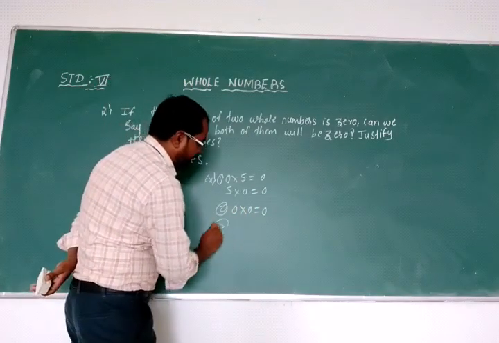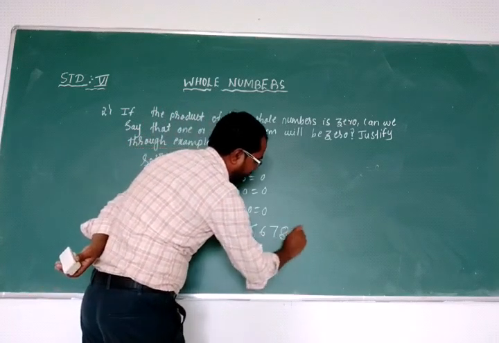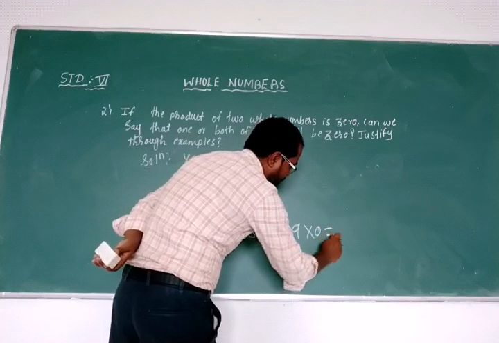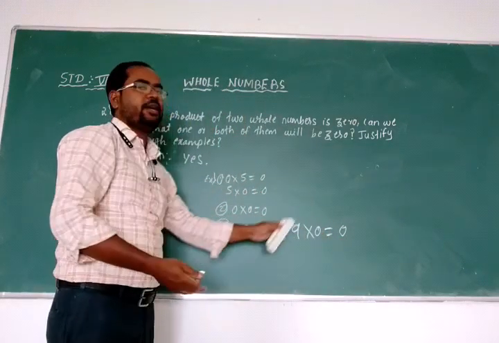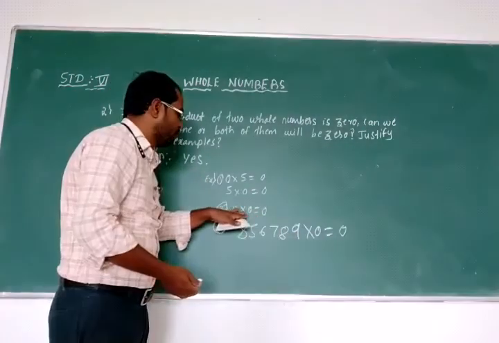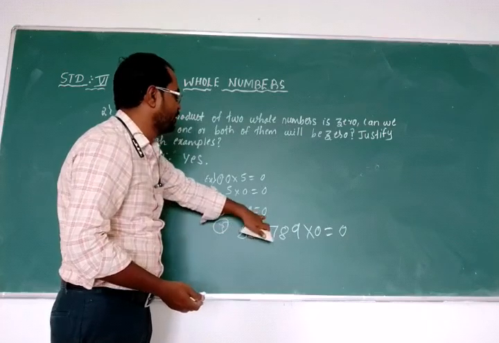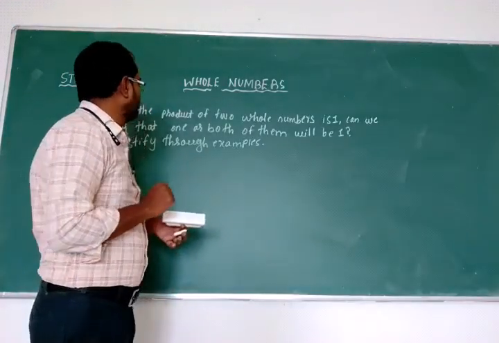Or if you take any example, like 8, 5, 6, 7, 9 into 0, anything multiplied by 0 will be 0. Either the multiplicand or the multiplier has to be 0, or both have to be 0, then only your product will be 0. So let us solve the next question.